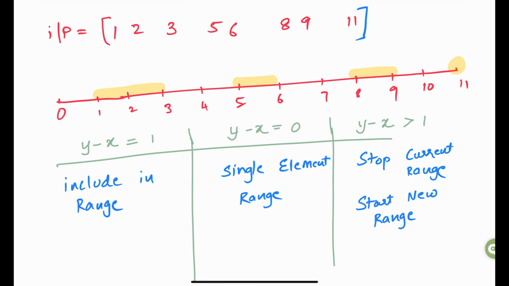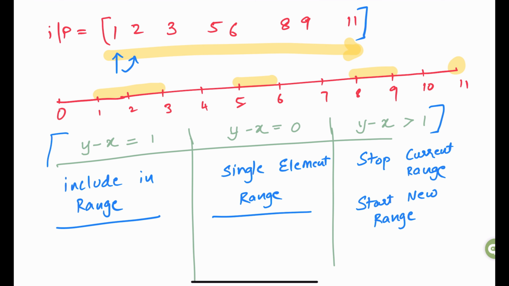To solve this problem, all we need to do is start a for loop to iterate through all of the elements in the given input array. Compare the value of the element that the current pointer is pointing to with the next one, run it through these three cases and check which scenario it fits in, and accordingly either continue the existing range, or include it as a single element range, or stop the current range, save it and start a new one.